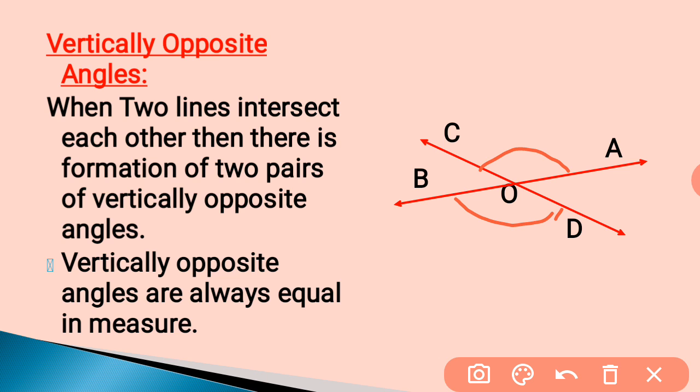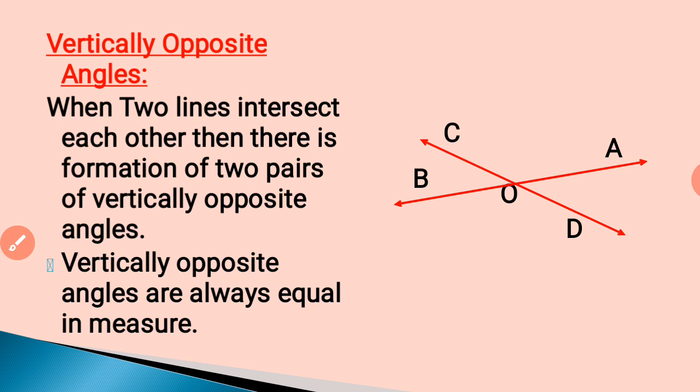They face opposite to each other. So this is one pair of vertically opposite angles. The other pair of vertically opposite angles is this and this, AOD and BOC. So there are always two pairs of vertically opposite angles when two lines intersect, and they are always equal in measure.